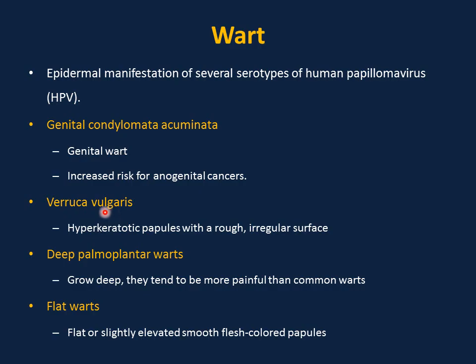Verruca vulgaris is a common type of wart in children, is disfiguring, appears in the fingers and arms and legs. It is hyperkeratotic papules with rough and irregular surface, looks like cauliflower. Deep palmoplantar warts. This type of warts is painful, grow deep, so it is deeper than it looks, and it tends to be more painful, especially the one in the foot as they walk. Flat warts is a flat or slightly elevated smooth flesh colored papules.